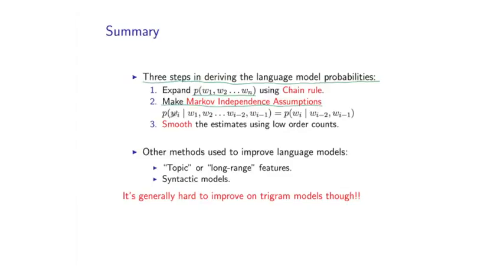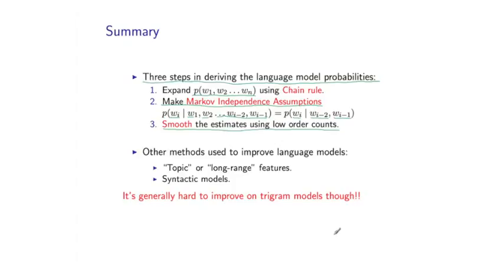In particular, assuming that the probability of some word, Wi, conditioned on the entire previous sequence of i-1 previous words, actually depends only on the previous 2 words in the sequence. We call this a second-order Markov assumption. And the final step in deriving these estimates was to smooth these trigram estimates, essentially using lower-order counts. And that was done either through the method of linear interpolation or through this discounting method that I just showed you.